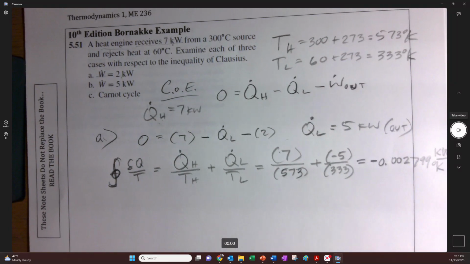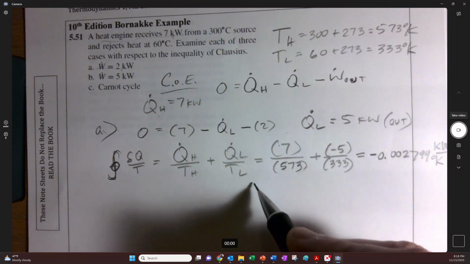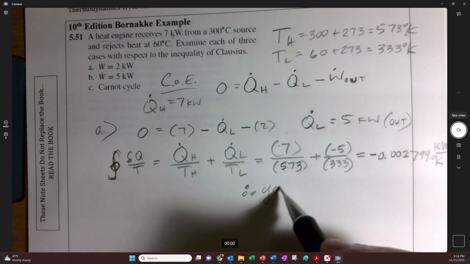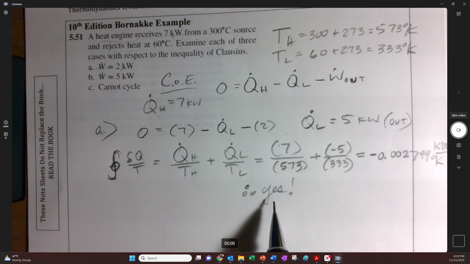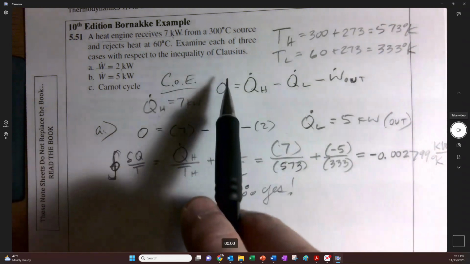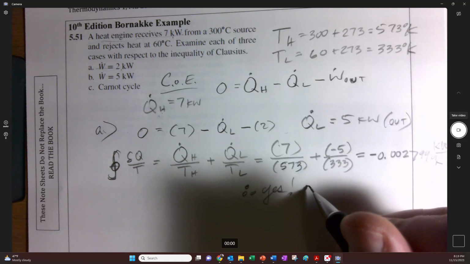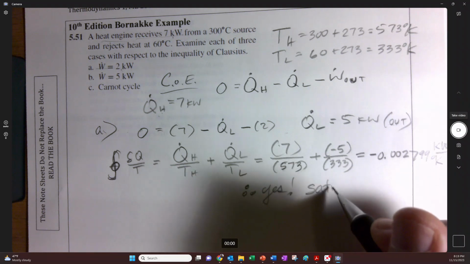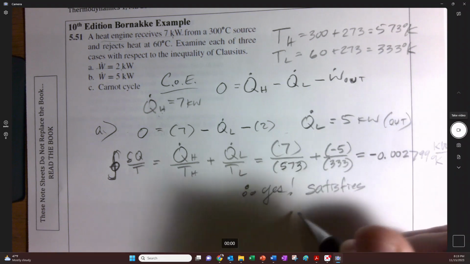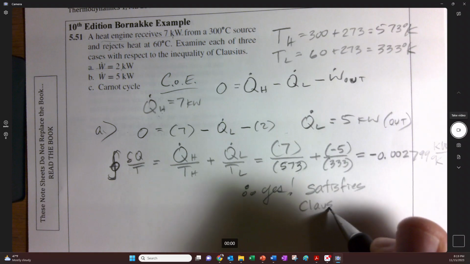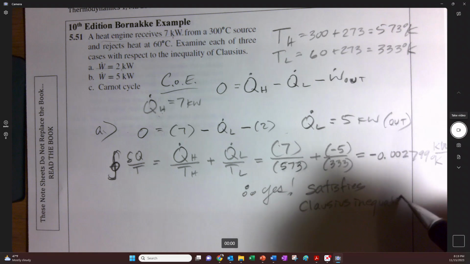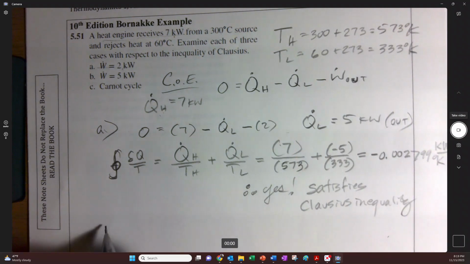And okay, so therefore, yes, it obeys it. It agrees. It satisfies the Clausius inequality. And then go to B.